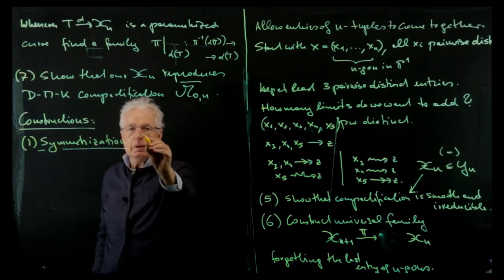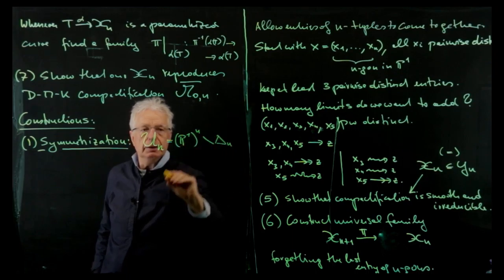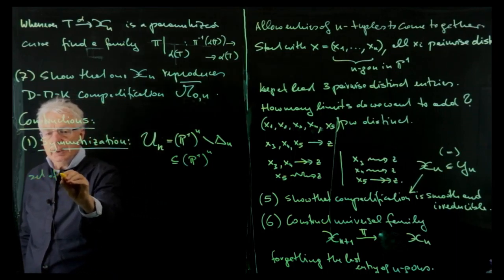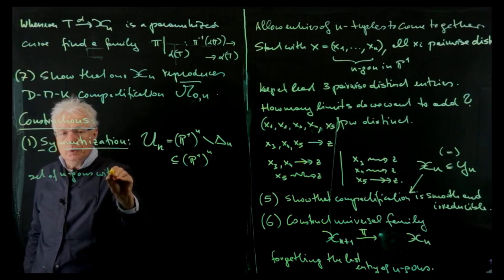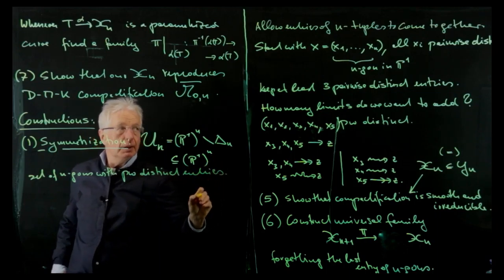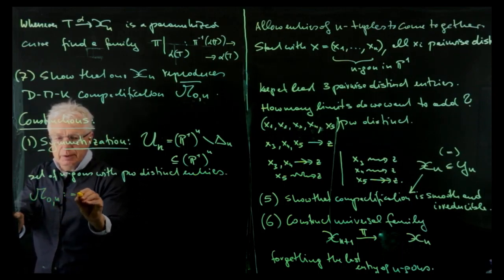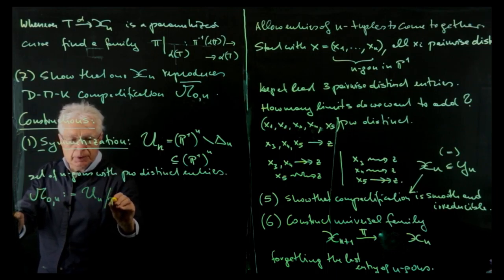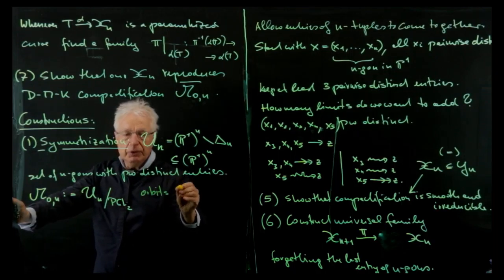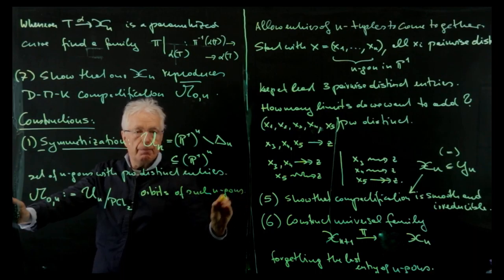And so we had Un, this was P1^n minus Delta n as a subset of P1^n, the set of n-gons with pairwise distinct entries, as I should have written before. And we take M0n = Un mod PGL2. So these are the orbits or the equivalence classes of such n-gons.